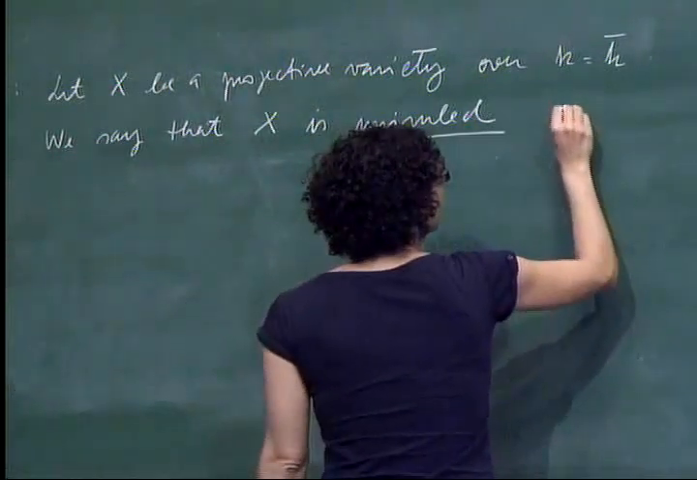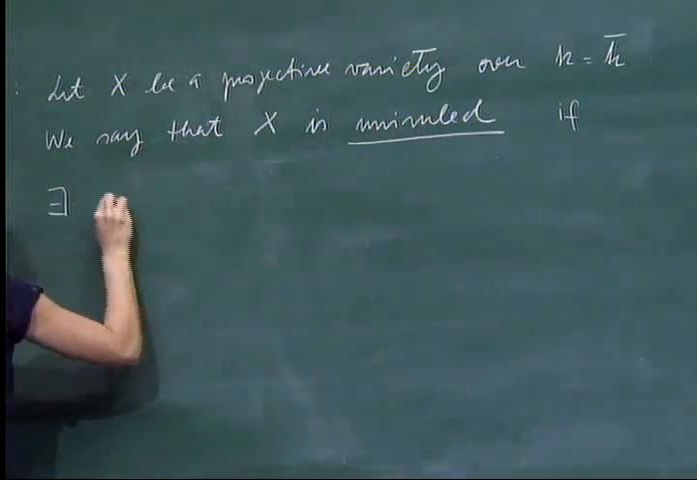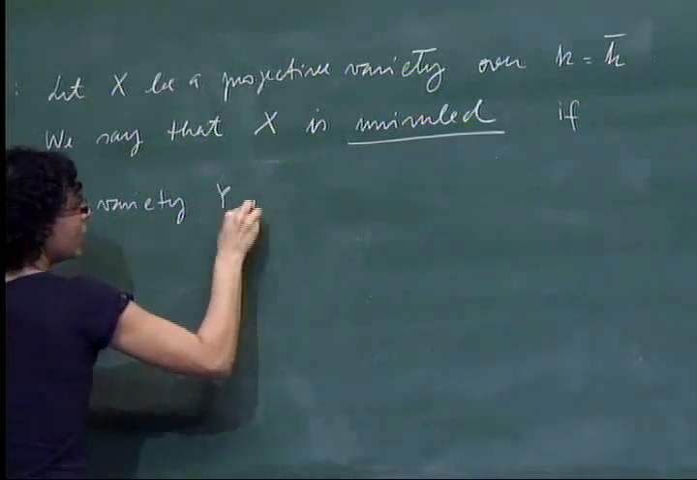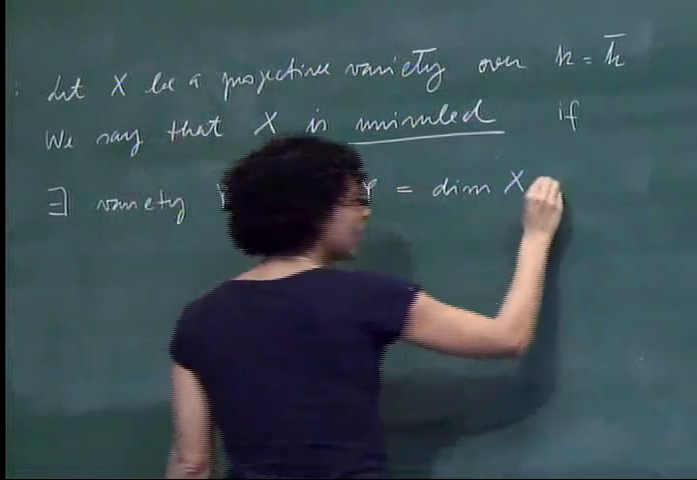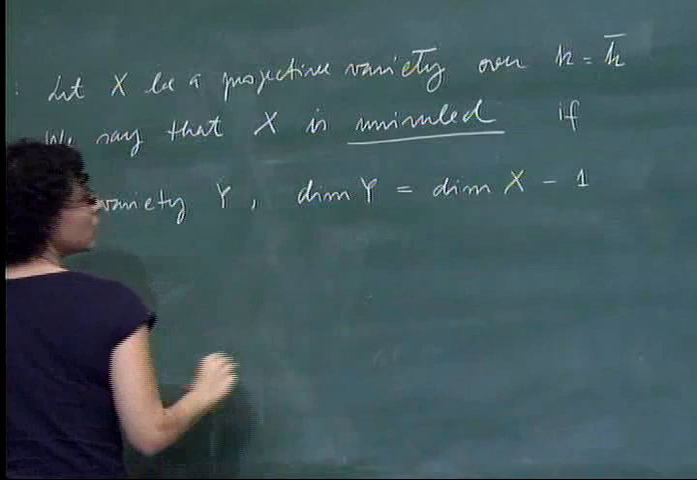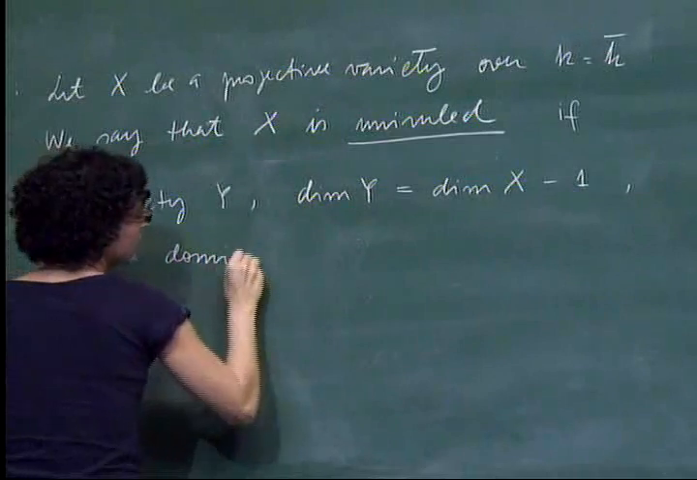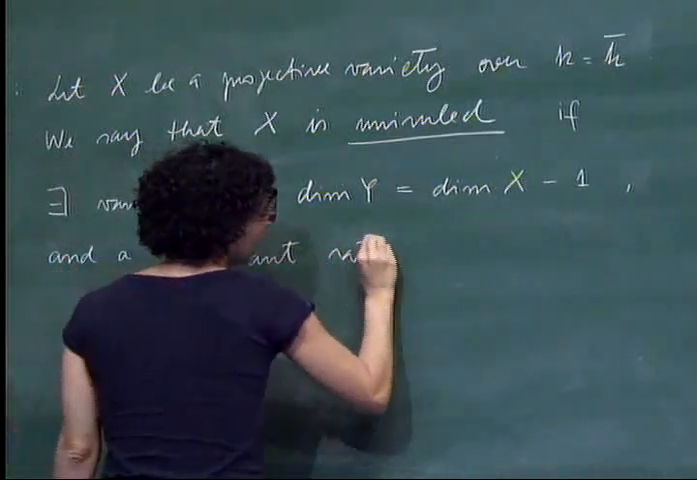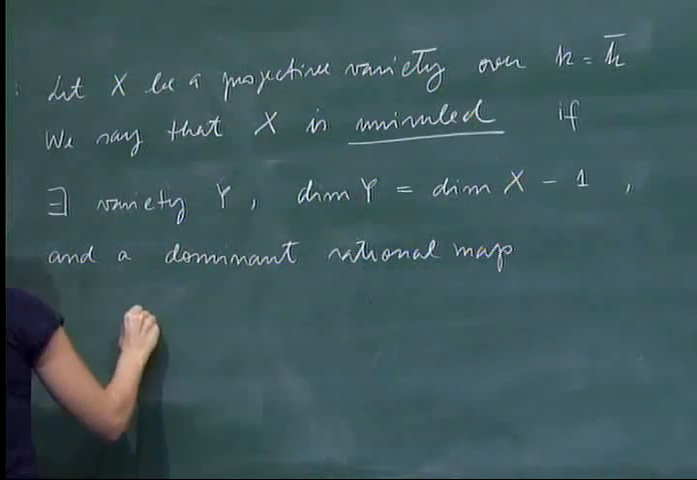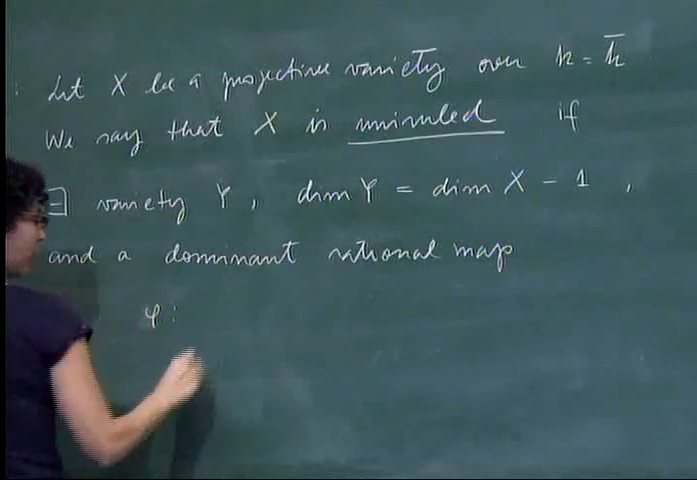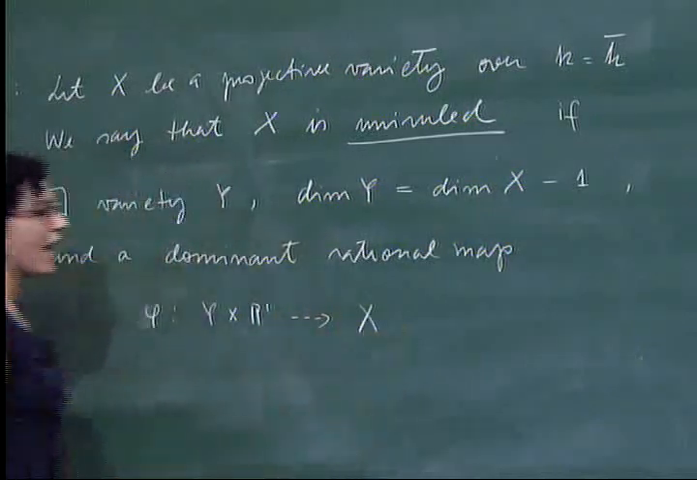So the way that I will state this is the following. If there exists a variety Y of dimension equal to dimension of X minus 1, and a dominant rational map from Y cross P1 to X.